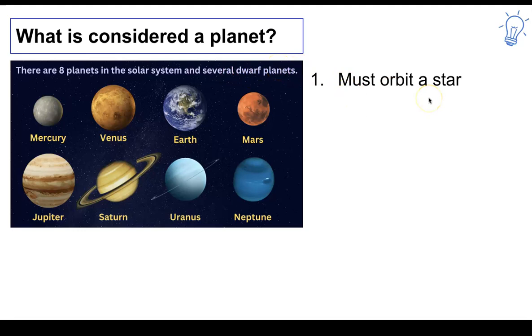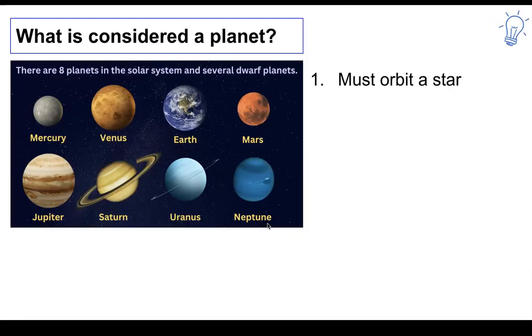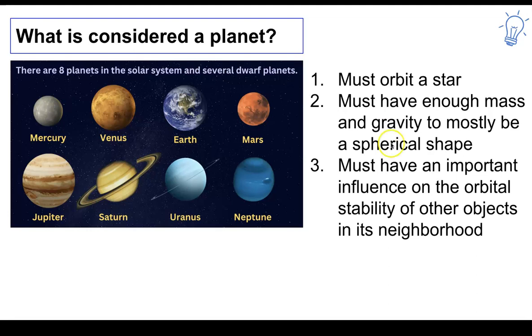First off, it has to orbit a star. Everything here orbits stars, even the dwarf planets. We all orbit the sun. So it has to orbit a star. It has to have enough gravity to be mostly a spherical shape. Technically, the planets are all oblate spheroids. They're spheres, but they're a little smushed due to gravity. But it has to be a spherical shape. So, check for all of these guys. And in fact, check for some dwarf planets too.